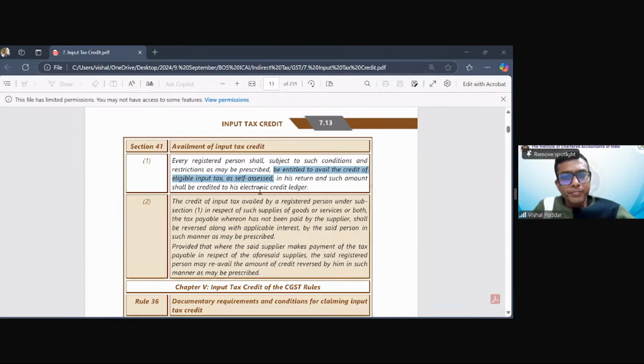What is the difference between section 16 and section 41? See, 16 is more dealing with the conditions. Meaning, you will get credit only when you satisfy these conditions. 41 deals with a process which says that once you satisfy 16, the credit becomes eligible.